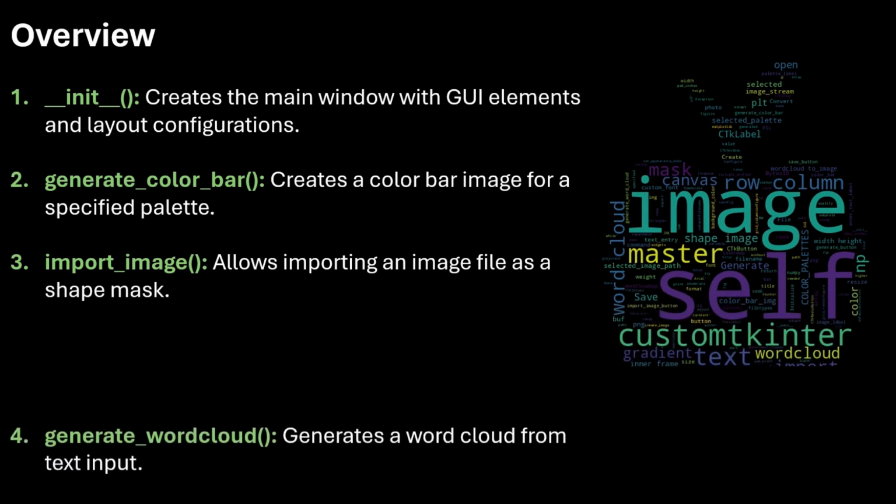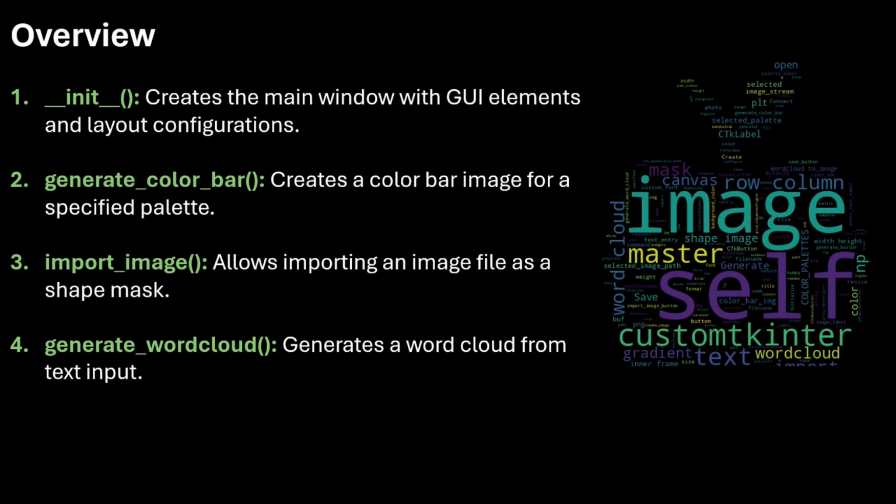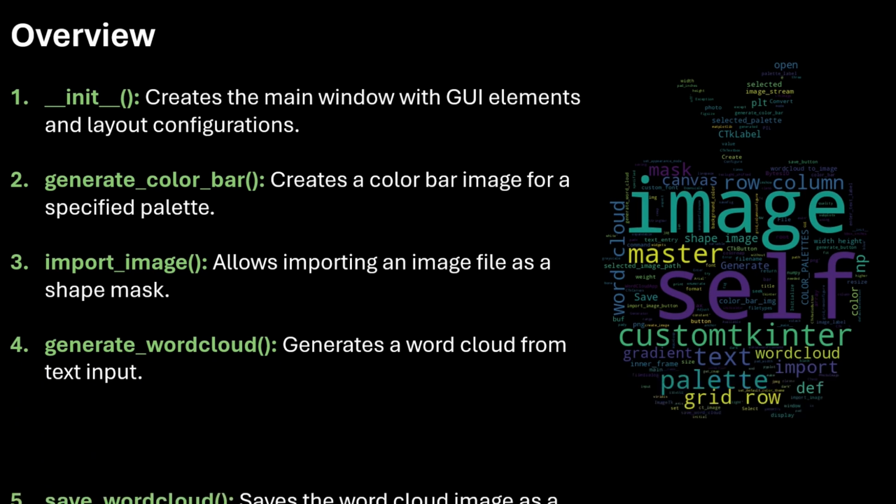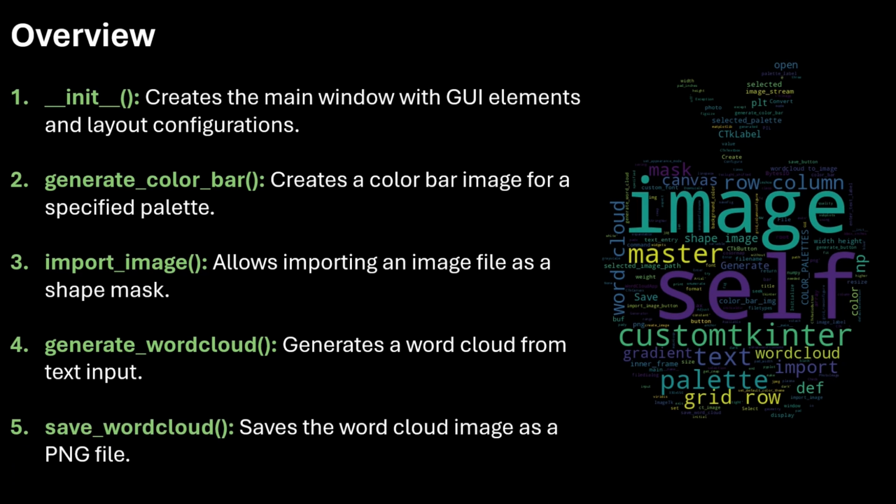The main function for this app is the generateWordCloud method, which is where we will generate the word cloud from the text input from the user. Lastly, we have the saveWordCloud method, which will allow the user to save the word cloud image as a PNG file. With that said, let's start coding.